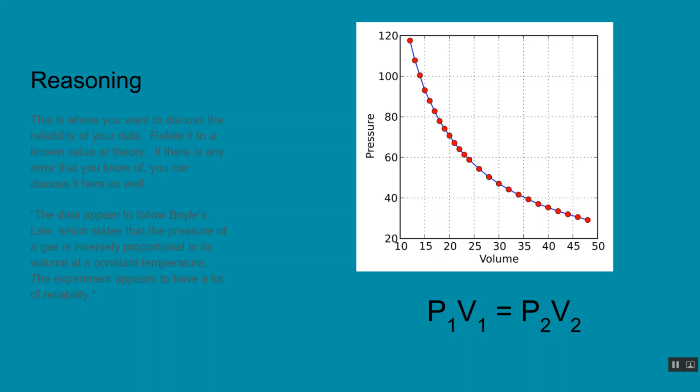So in this case, we can look at it and say, well, the data appear to follow Boyle's law, which states that the pressure of a gas is inversely proportional to its volume at a constant temperature. So the experiment appears to have a lot of reliability. And you can see the equation of Boyle's law down there in the bottom right corner. So here we seem to have some very good reliability within our data, so that helps to strengthen our claim.